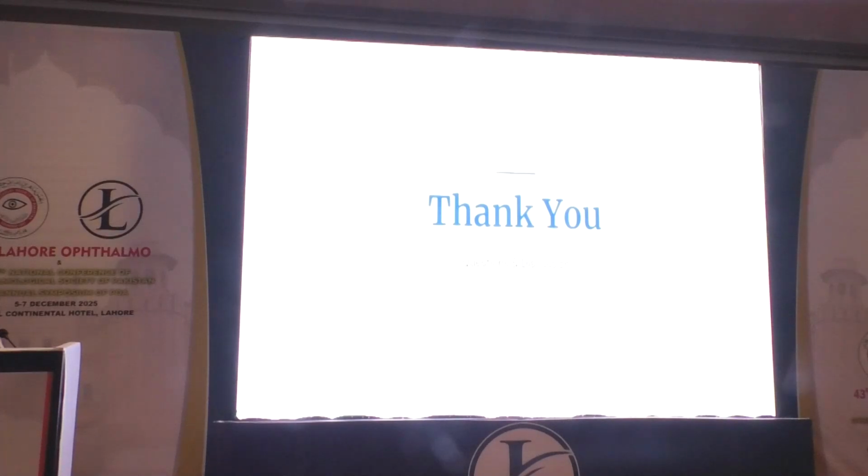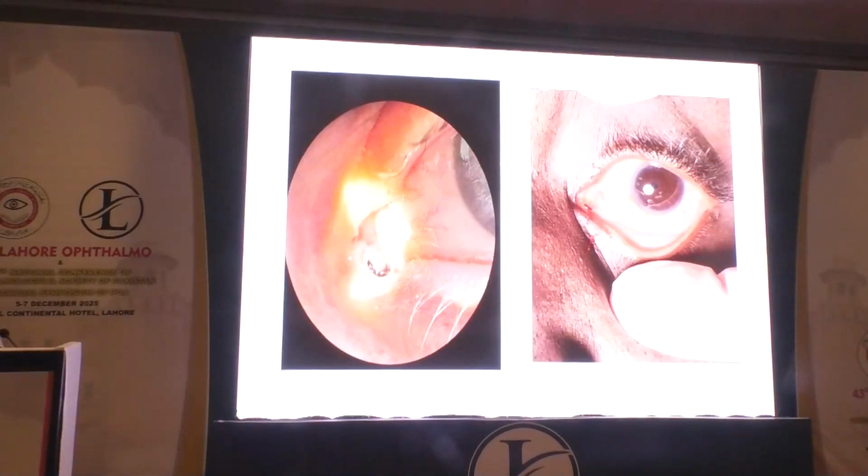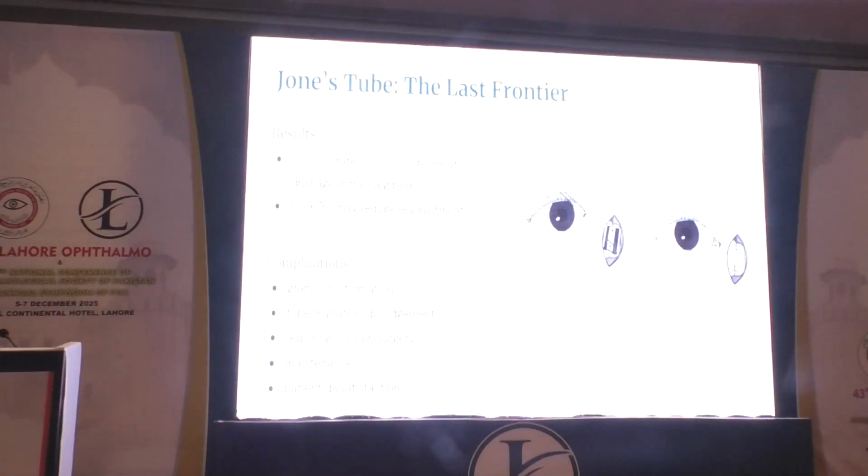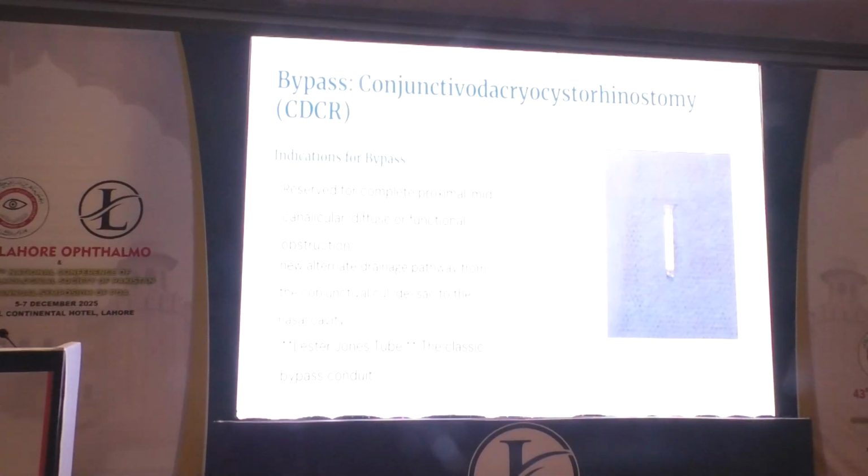All right, so I think I skipped a few things, I'm sorry. Of course after that, if all else fails, we have to resort to the last resort, and that's the canalicular DCR. There have been multiple bypasses suggested, but Jones tube remains the gold standard for a conjunctivodacryocystorhinostomy. This gives us the most physiological bypass that is possible.